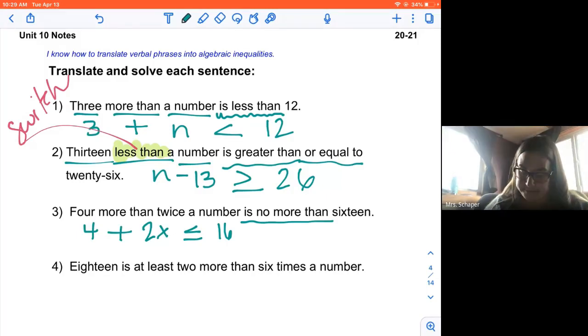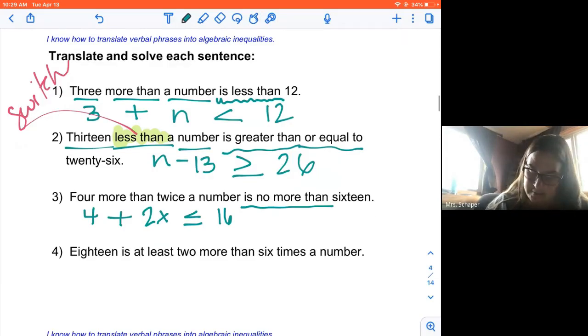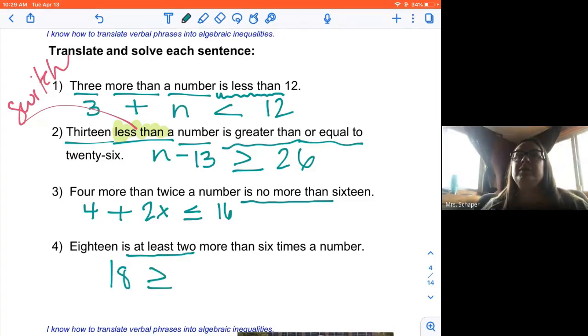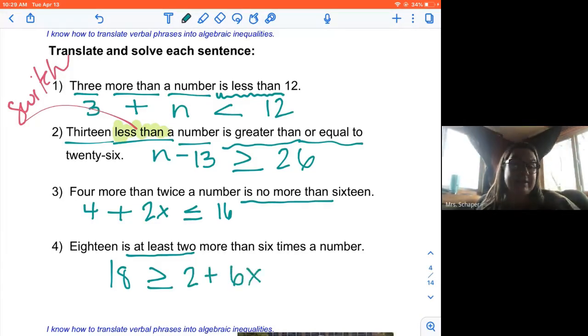All right. 18 is at least 2 more than 6 times the number. So 18 is at least. That means it's more than or equal to, is at least 2 more than 6 times the number. At least means it has to be greater than or equal to. We'll keep practicing this along too.